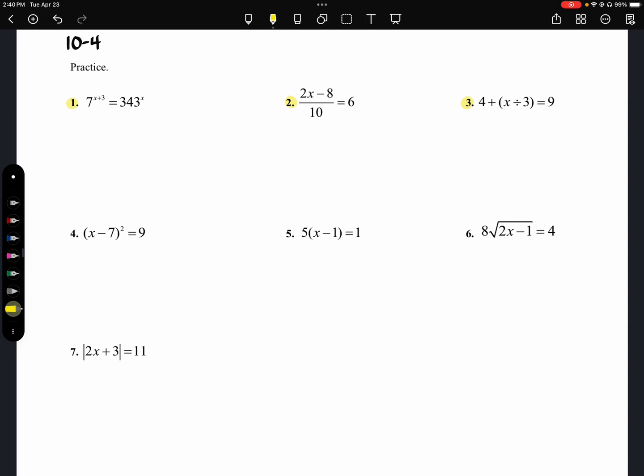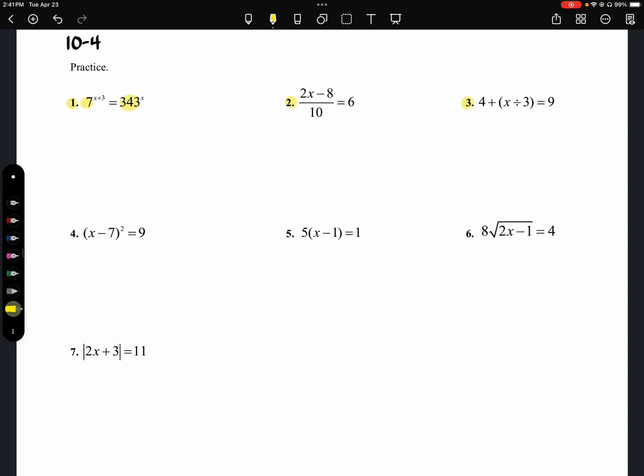All right, so the first one we have is 7 to the power of x plus 3 equals 343 to the power of x. So this one is like an exponential equation. This is like lesson 10-3. Remember, the first thing we have to do here is compare the bases. And since our bases are not the same, we are going to need to use that rewriting method.